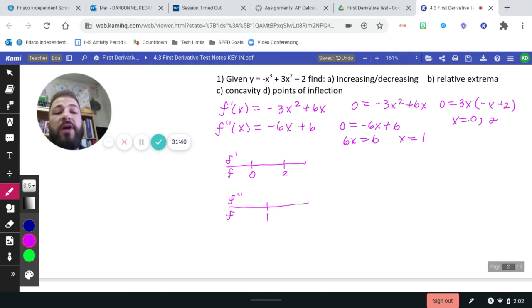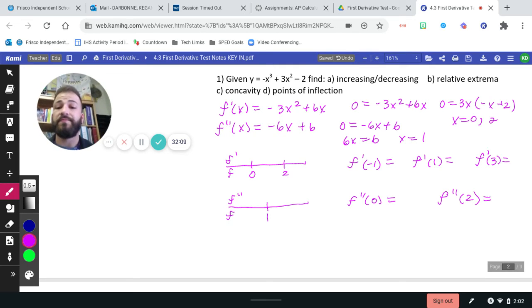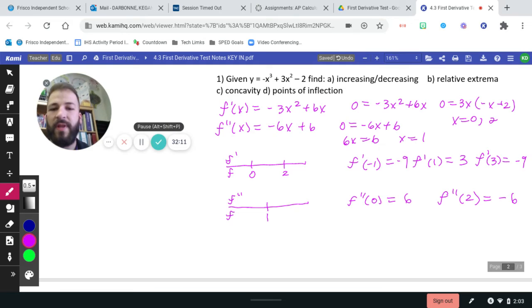Okay, now once again, we're going to pick numbers for everything. So for my intervals, we would do f prime of negative 1, f prime of 1, and f prime of 3. Remember, you can pick anything as long as it falls in the intervals. I just usually pick what I think is the easiest. And then for my second derivative, we would do f double prime of 0 and f double prime of 2. You can pause me again, y'all, so you can do that math real quick. All right, so you should have gotten negative 9, 3, and negative 9.